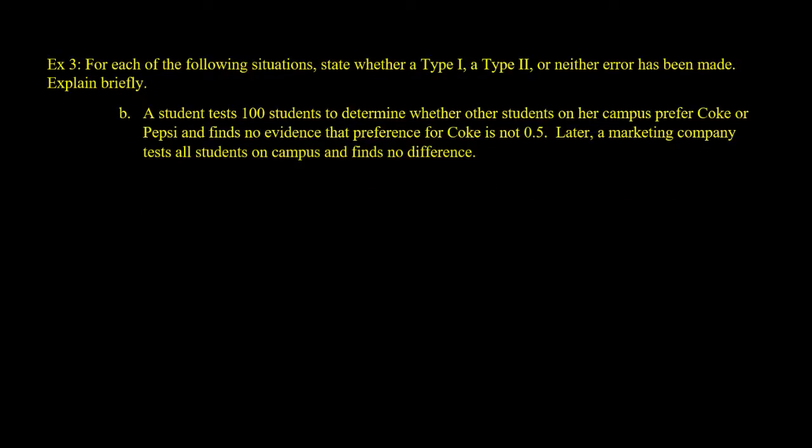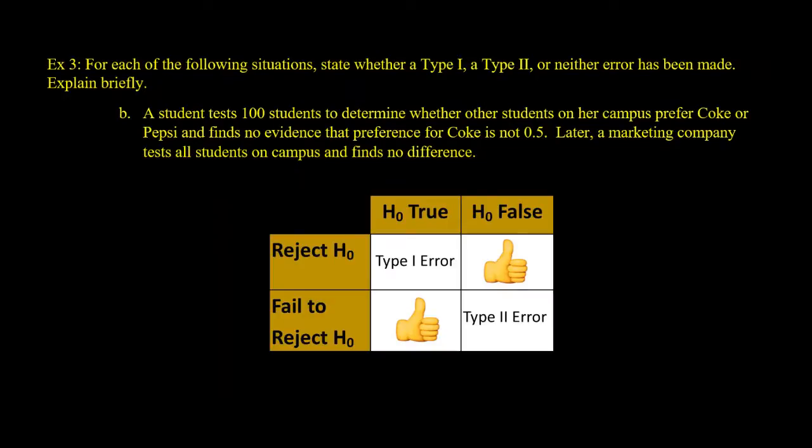A student tests 100 students to determine whether other students on her campus prefer Coke or Pepsi, and finds no evidence that preference for Coke is not 0.5. Later, a marketing company tests all students on campus and finds no difference. So here, we fail to reject the null hypothesis, and the marketing company does the same, so there is no error here. We're saying the null is true, or as close as we can get to that.